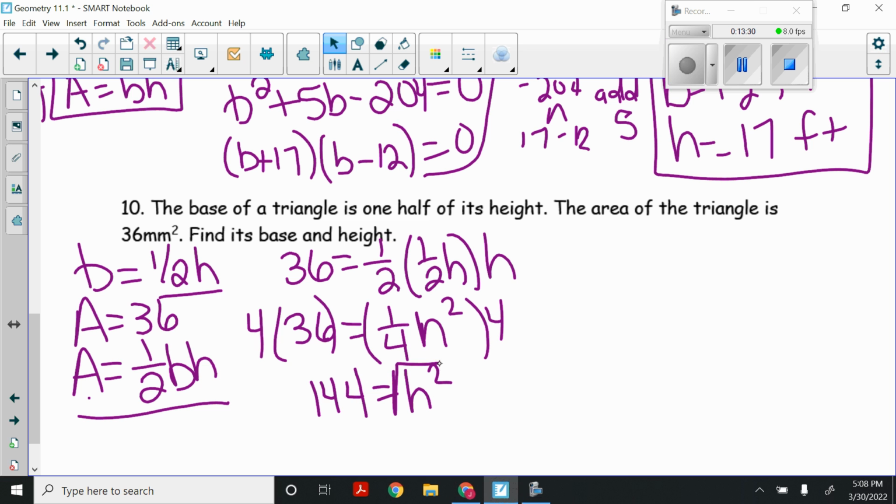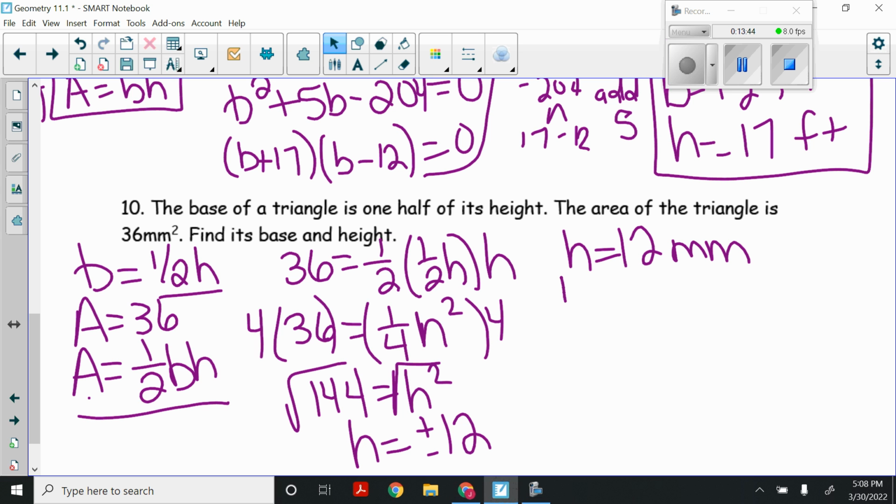I want to take the square root of both sides. So H equals, I put the square root in the problem, so 2 answers, positive, negative 12. Again, H stands for the height, so I just want the positive 12. So my height is 12 millimeters. My base, over here, remember, we said base was half the height. So 12 cut in half is 6. So my base is 6 millimeters.